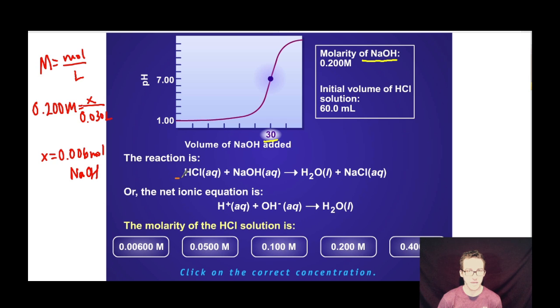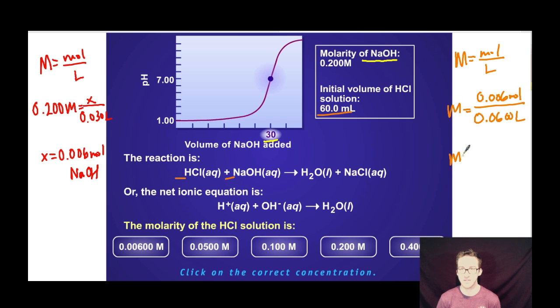I need to recognize that the relationship between hydrochloric acid and sodium hydroxide is 1:1. So if I dropped in 0.006 moles of my base, that means it must have reacted with 0.006 moles of my acid. I'm going to once again use my molarity formula here, keeping in mind that I used 0.006 moles of my acid, and that 0.006 moles was dissolved in 60 milliliters or 0.0600 liters. I can very quickly determine my concentration by using a quick division and determine that the concentration of my acid was 0.100 molar.